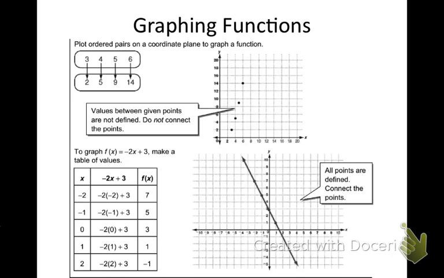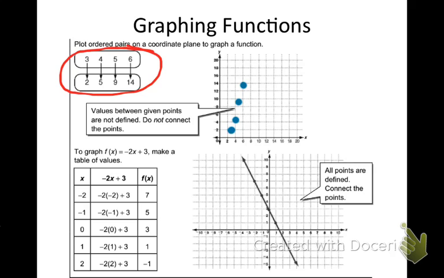Next part here now, we're going to talk about, well, you can graph functions, okay? If you look at the top there, plot the ordered pairs on a coordinate plane to graph a function. This is kind of an example of like a mapping diagram. We looked at those yesterday. You know, it shows 3 is going to 2. So 3 is my input, 2 is my output. 4 is going to 5, 4 is the input, 5 is my output. 5 goes to 9, and 6 goes to 14. And those are just plotted on those points right there. Okay? So if I'm given points like that, I plot just those points.